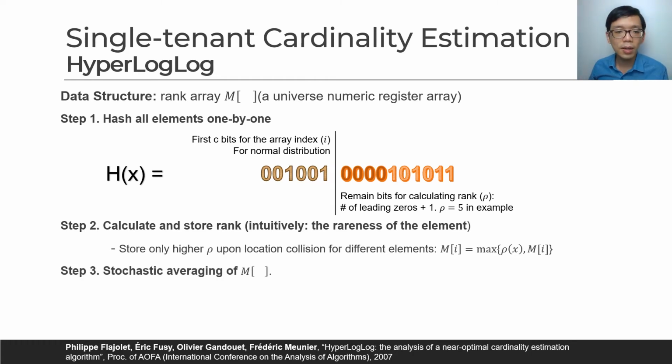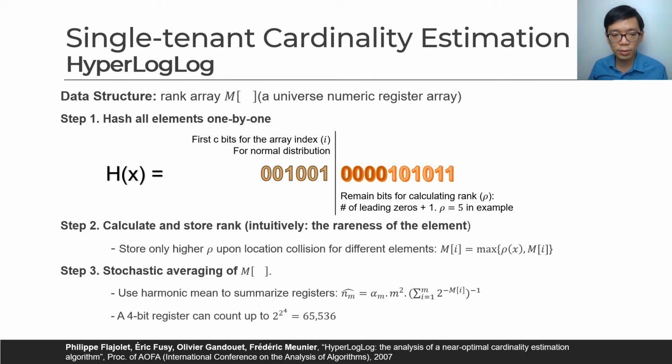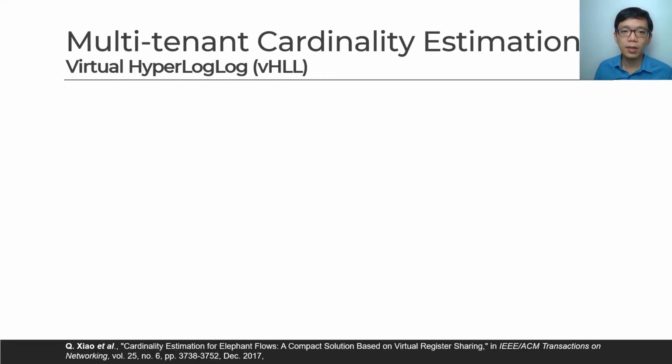And the last one is stochastic averaging over M to calculate the estimation of the distinct elements, using the harmonic mean instead of the usual normal mean to summarize the registers. And using just one small register array, you can cover up to 16,000 distinct elements. Yeah, it's very impressive. HyperLogLog was designed for a single spreader, but in many cases, multi-tenant spreader estimation becomes crucial.